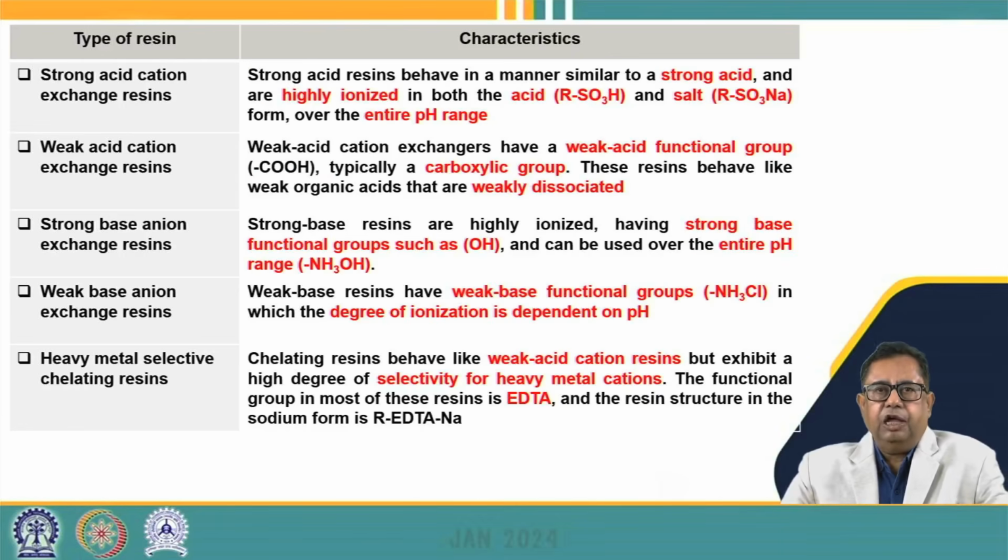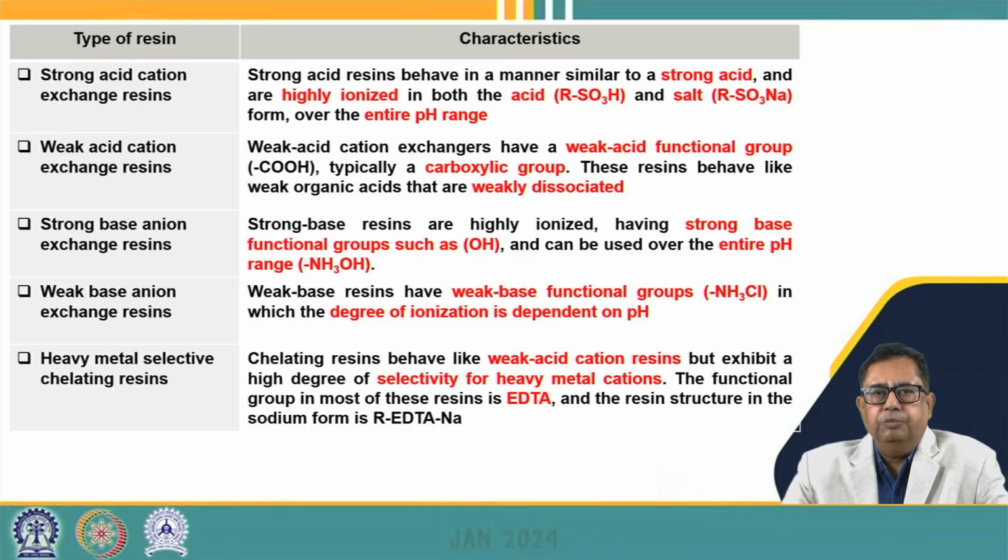So we can have different types of resins, that is, these are the synthetic resins which are made. For example, we can have strong acid cation exchange resins, and these behave in a similar manner as that of a strong acid, and they are highly ionized at a different pH range. So we can use such resins for a long range of pH, and they can be in the acidic form, for example R SO3H, a sulfonic group, and similarly we can have the salt form, that is R SO3Na also.